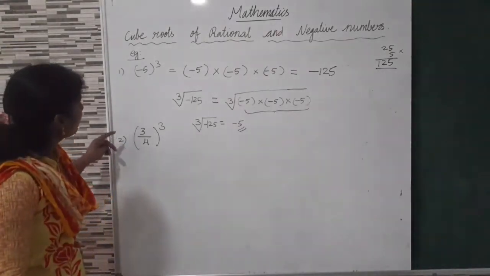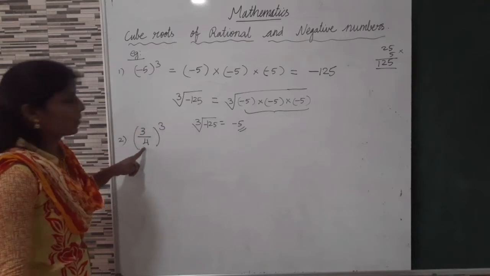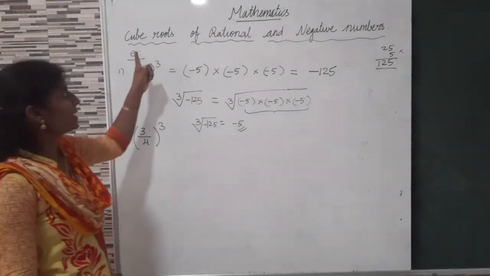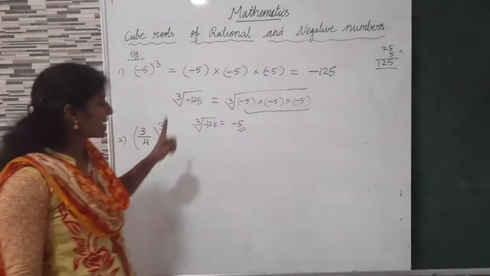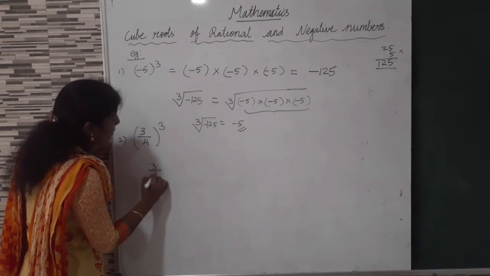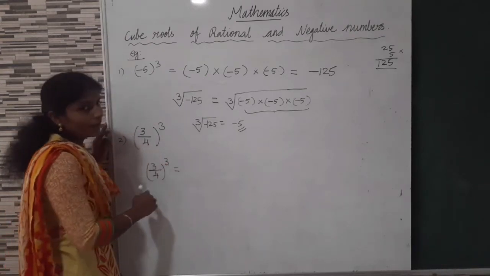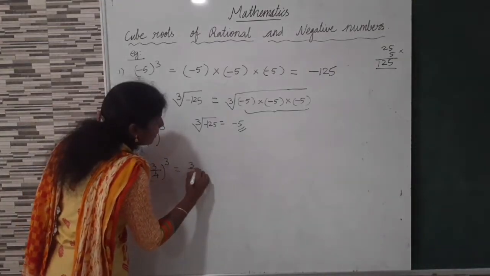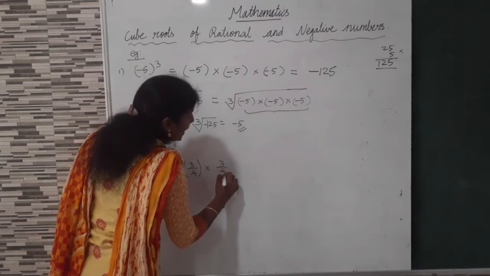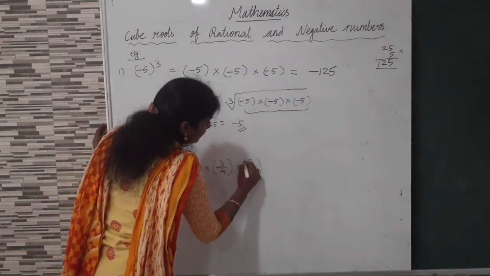In the same way, another number, 3 by 4. 3 by 4 is a P by Q form. This is a rational number. Cube roots of rational number. Now we take 3 by 4 the whole cube, which is 3 by 4 into 3 by 4 into 3 by 4.